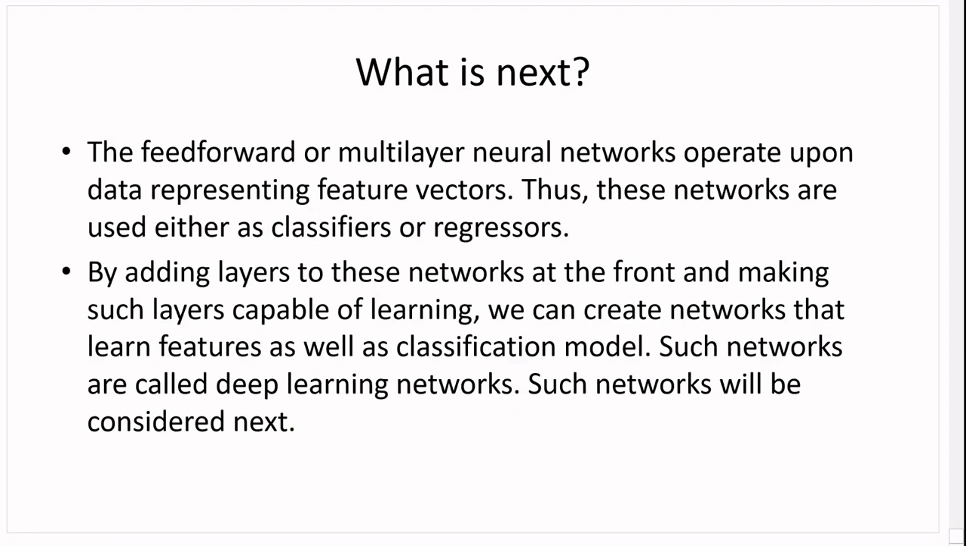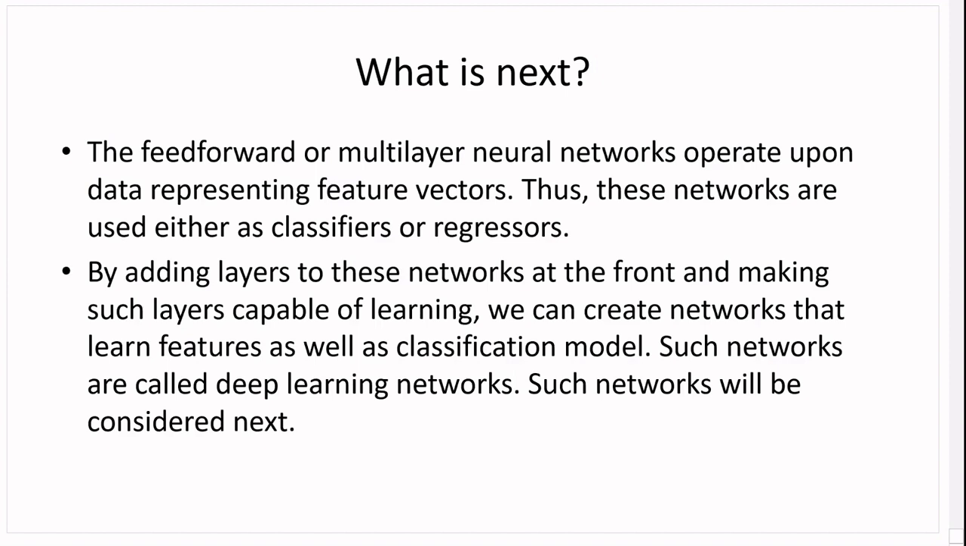At this point, we have covered all the basics of multiple layer feed-forward networks. So the question is, what is next? As we have seen, feed-forward or multilayer neural networks operate upon data representing feature vectors, and these networks are used either as classifiers or regressors. Although we have mostly talked about classification, you can use these networks for regression problems as well.